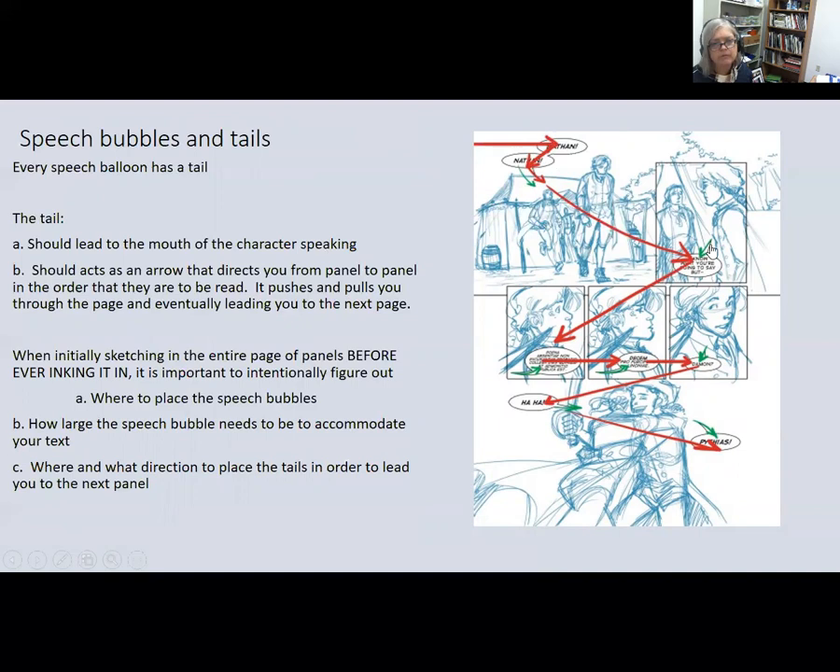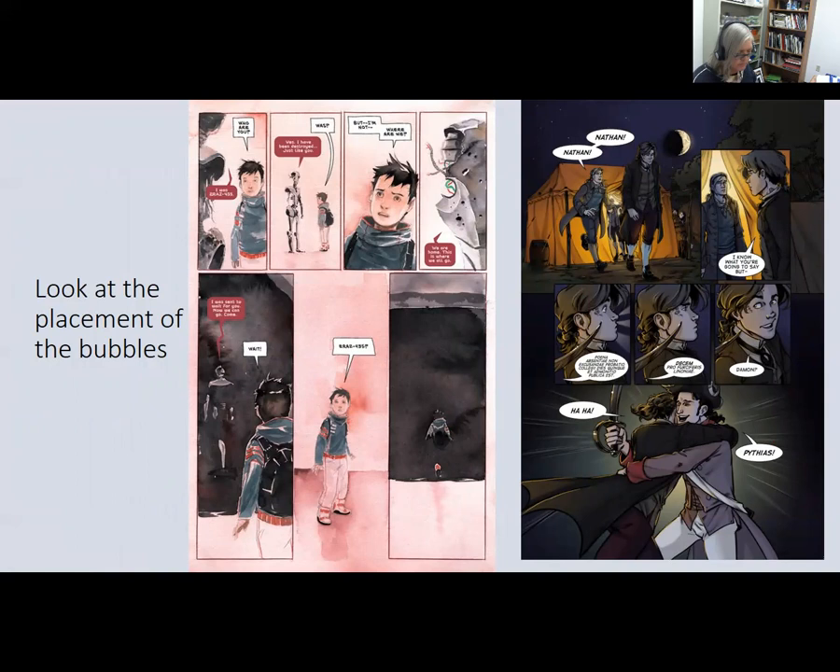It leads down to the speech bubble. So this guy's talking here, and the tail of his speech bubble, see how it points down? Well, it's leading to this speech bubble. This speech bubble tail is pushing, like they're going in this direction. And then the tail of this speech bubble points us in this direction. And then you go from here to here, and we're being let out of the page because we're supposed to read the next page.